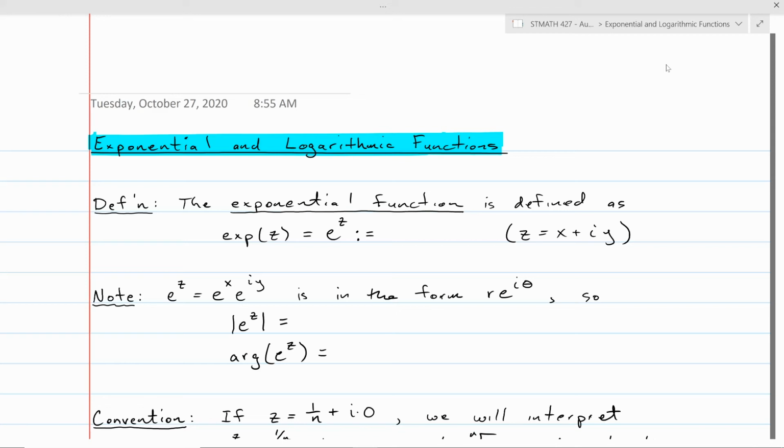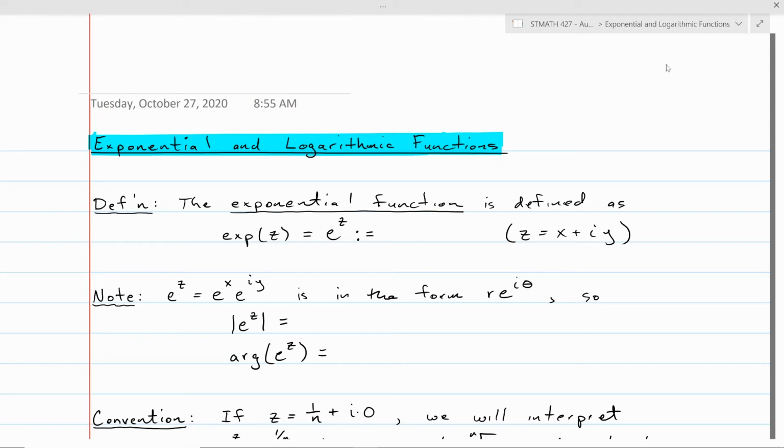Hello, complex students. Today we're going to be talking about exponential functions and logarithmic functions. I think you'll see that both of these kinds of functions have the familiar properties that you know from previous classes for the real valued versions of them. But there are also some major differences.